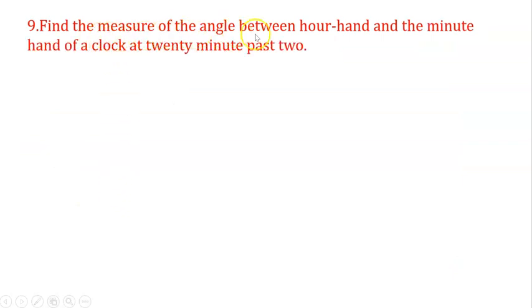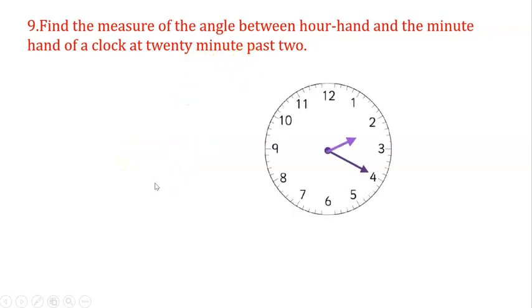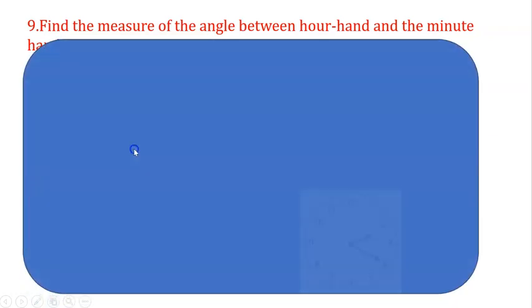Find the measure of the angle between the hour hand and the minute hand of a clock at 20 minutes past 2. Now here the clock shows 20 minutes past 2. First option, A is 50 degree, B is 60 degree, C is 54 degree, D is 65. Now we'll calculate it.